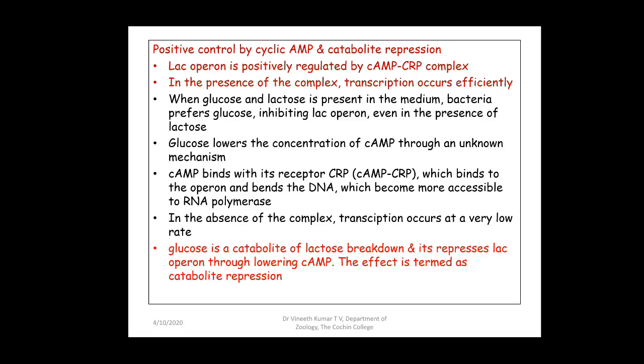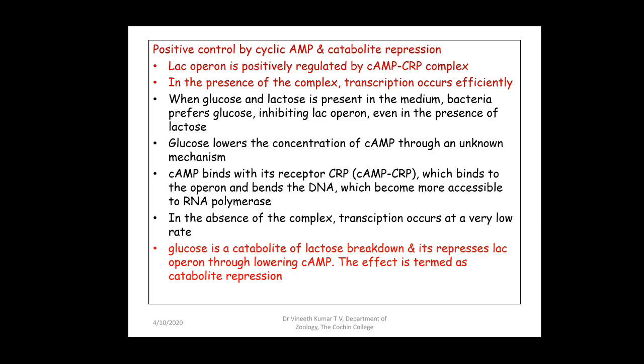And as we said earlier, because cAMP is a positive stimulator for the RNA polymerase to produce the mRNA of the lac operon, when the cAMP concentration decreases, the cAMP-CRP complex does not form. And when that is not present, the transcription of the lac operon does not occur that efficiently. So this is the relation between glucose and cAMP. Whenever glucose is present, the level of cAMP is decreased, and because of this low level of cAMP, transcription of the lac operon is inactivated.